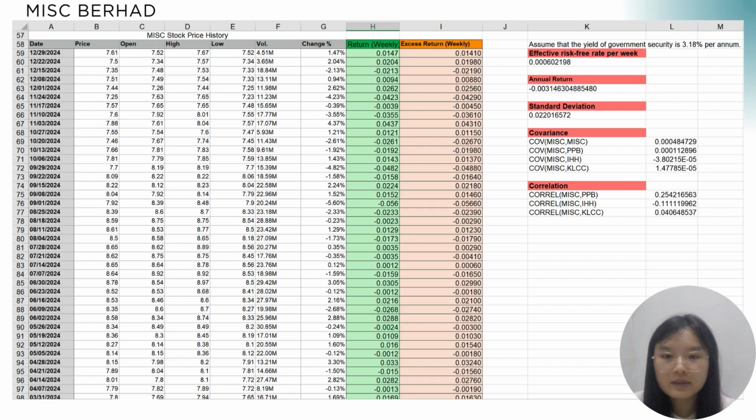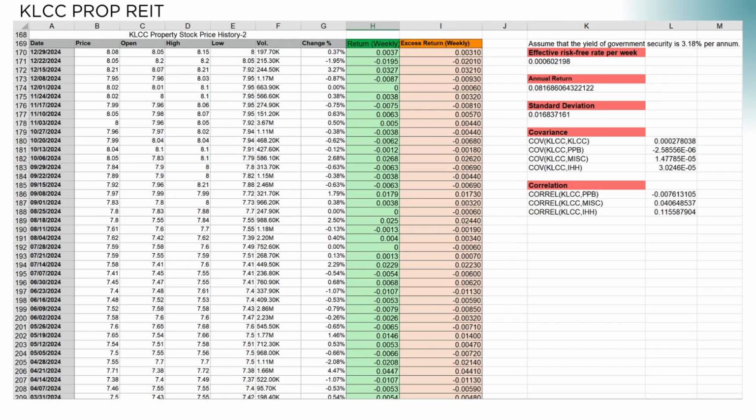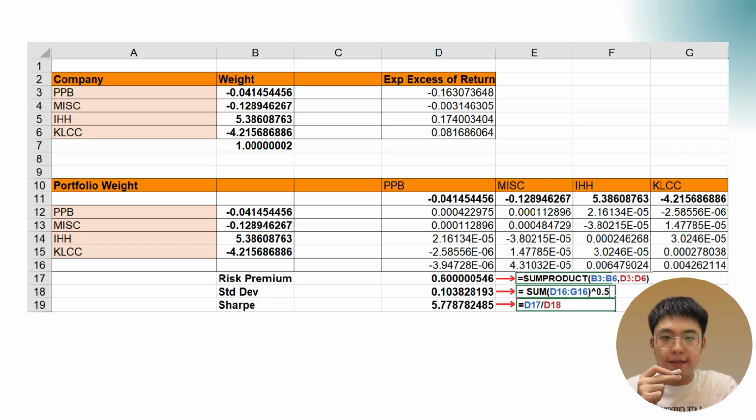Next, we apply the same steps to calculate the annual return, standard deviation, variance, covariance, and correlation for MISC, IHH, and KLCC using their respective excess return data. The expected excess return for each company is obtained from the previous calculation.